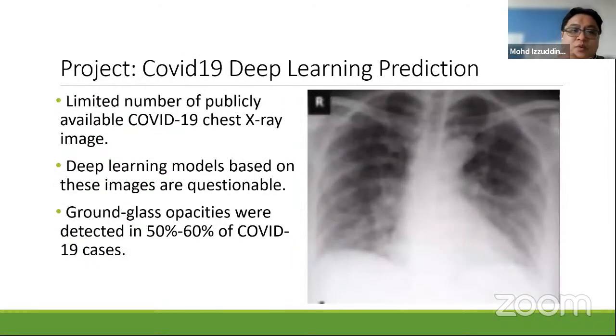So this is our project, whereby we use this convolutional neural network. Before that, some background on our project. I think we did this project in 2020. We had a limited number of publicly available COVID-19 chest X-rays because they are not easy to get, right? It's not easy to get.